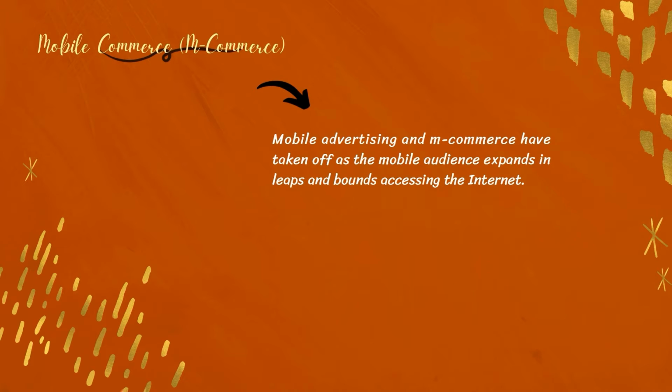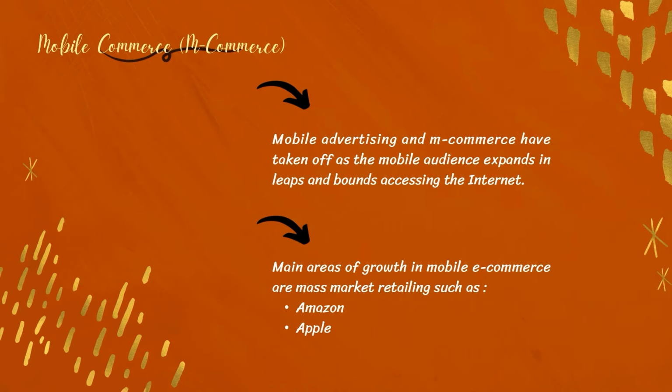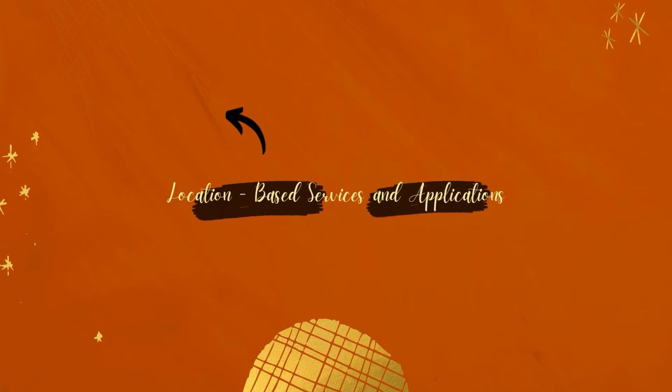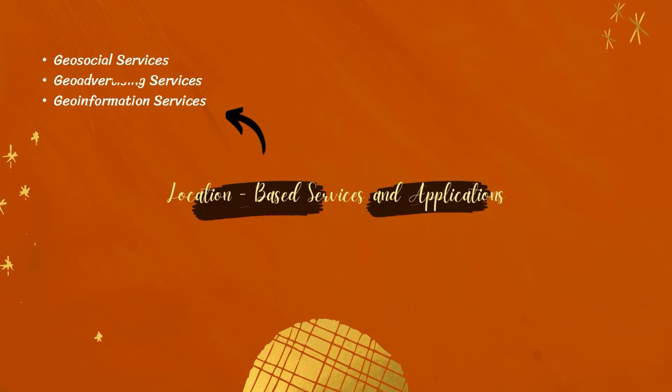Briefly said, mobile advertising and m-commerce have taken off as the mobile audience expands in leaps and bounds accessing the internet. Besides, the main areas of growth in mobile e-commerce are mass market retailing, such as Amazon and Apple. Under location-based services and applications, these include geo-social services, geo-advertising services, and geo-information services. Technically, what ties these activities together is the Global Positioning System, or well known as GPS.